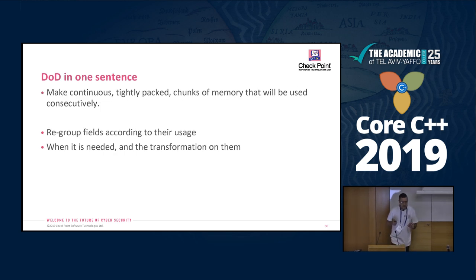So data-oriented design in one sentence means that the purpose of any program that we write is to take data from one form and transfer it to another form. What we really want is to make contiguous, densely packed chunks of memory that would be used consecutively. We want to group the data not according to the object that they represent, but according to the usage: when the data is needed and the transformation that we're going to perform on it.